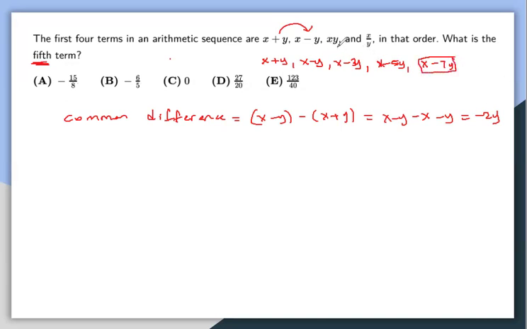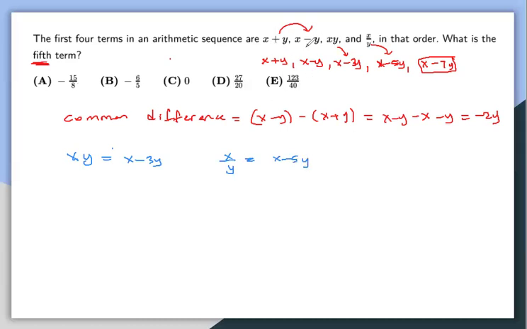And I do know xy is the same as this one, and x over y is the same as this one. So we need to use that somehow. So let me write those. x times y equals x minus 3y, and x over y is equal to x minus 5y.